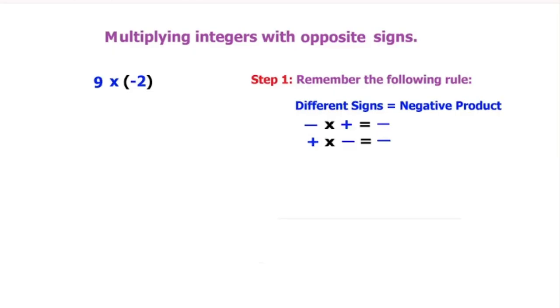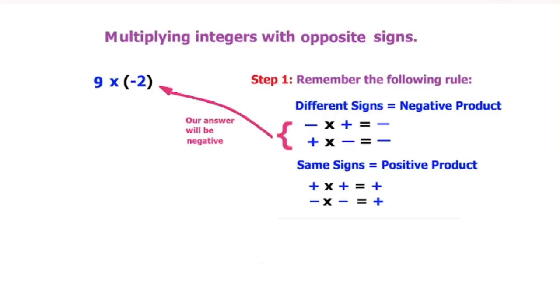The other trick is to remember if the signs are the same. Same signs equals positive product, okay? So if we have a positive times a positive, it's going to give you a positive. If we have a negative times a negative, it'll give you a positive. So those are rules to remember for multiplying integers with signs, okay?